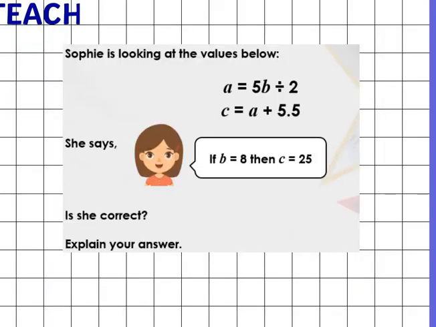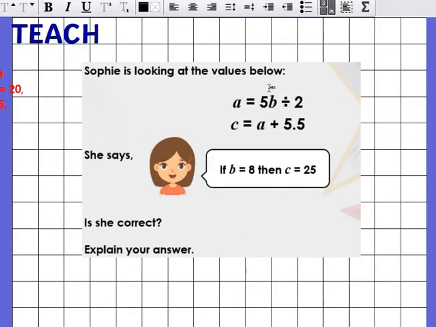Our next question then is, Sophie is looking at the values below. A equals 5b divided by 2 and C equals A plus 5.5. She says, if B equals 8 then C must equal 25. Is she correct? Well, let's have a look then. So we're given the value of B, so we're going to try and substitute. We're going to change some letters here to there.